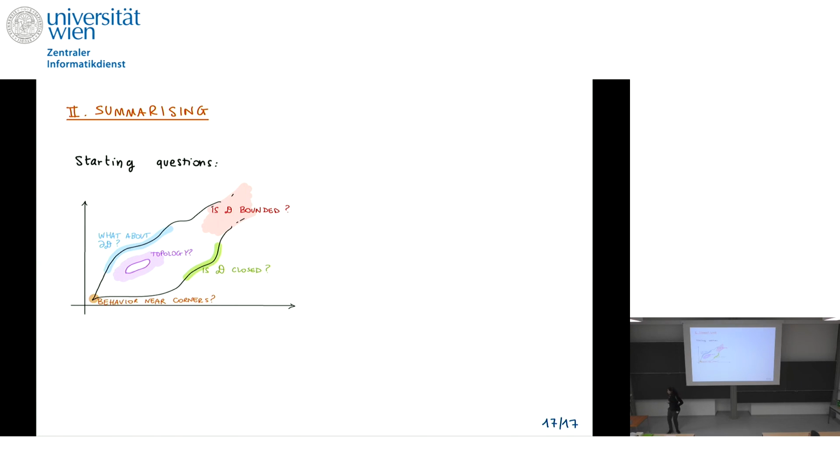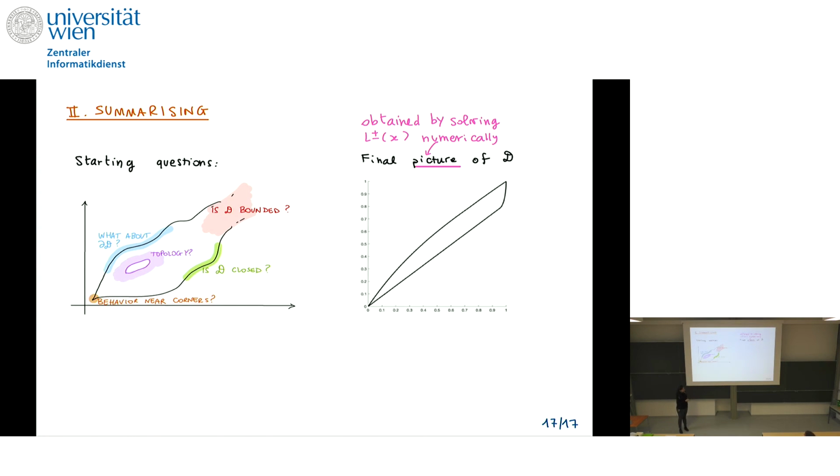So I will spend my last minutes summarizing everything we have said. So this was the starting picture. In this picture, I recalled all the questions that one addresses. And now I will show you the final picture of the diagram. It is really a picture obtained by solving L plus and L minus numerically. I recall that computing L plus and L minus amounts to minimizing or maximizing the perimeter when the moment of inertia and area are fixed. The picture is this one, and it confirms our theoretical results.